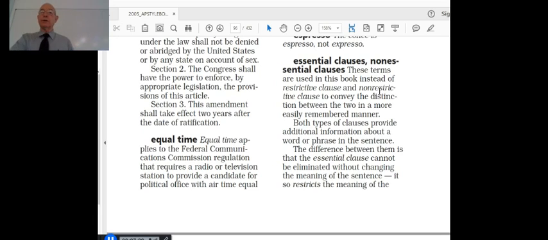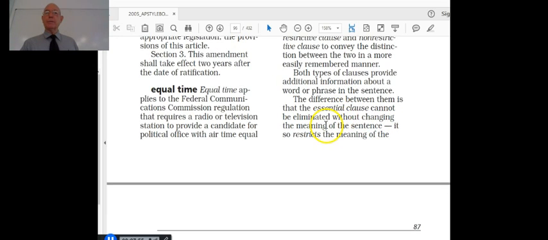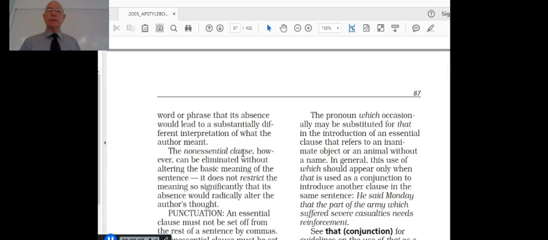To me, it is clearer to call them essential clauses and non-essential because in essence, what you're saying is that you could delete this clause and you would still have a complete sentence. So it's non-essential if you can delete it. If you can't delete it, then it's essential. Both types of clauses provide additional information about a word or phrase in the sentence. So the difference between them is that the essential clause cannot be eliminated without changing the meaning of the sentence. It so restricts the meaning of the word or phrase that its absence would lead to a substantially different interpretation of what the author meant.